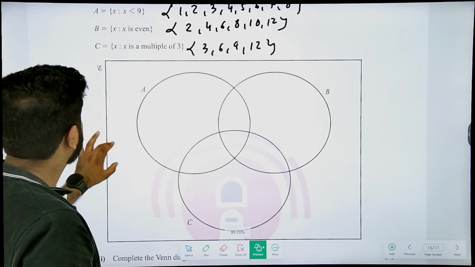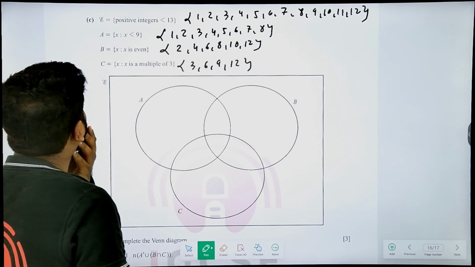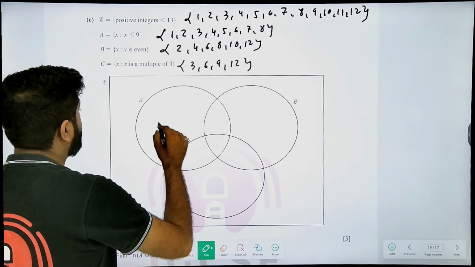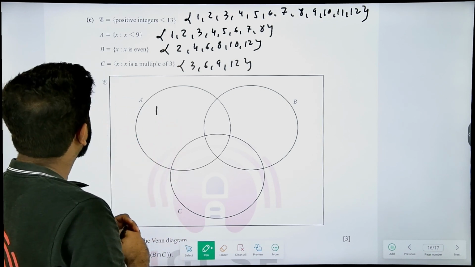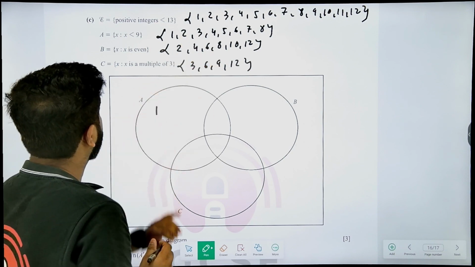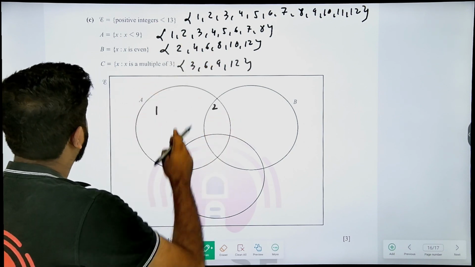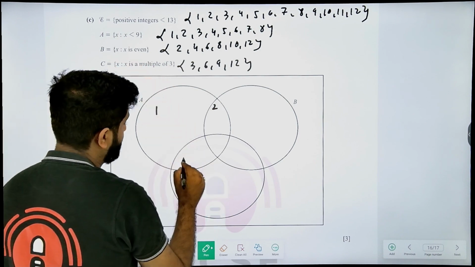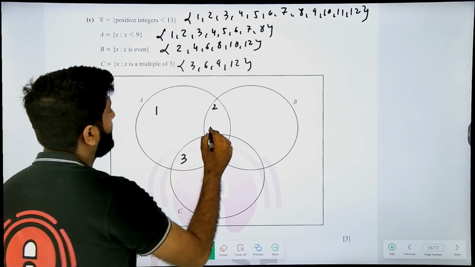Okay, so let me just zoom it out a bit. So you have positive integer 1. 1 is only a part of A. 2 is a part of A and B. Then I have 3. 3 is a part of A and C. Then I have 4. 4 is a part of A and a part of B.